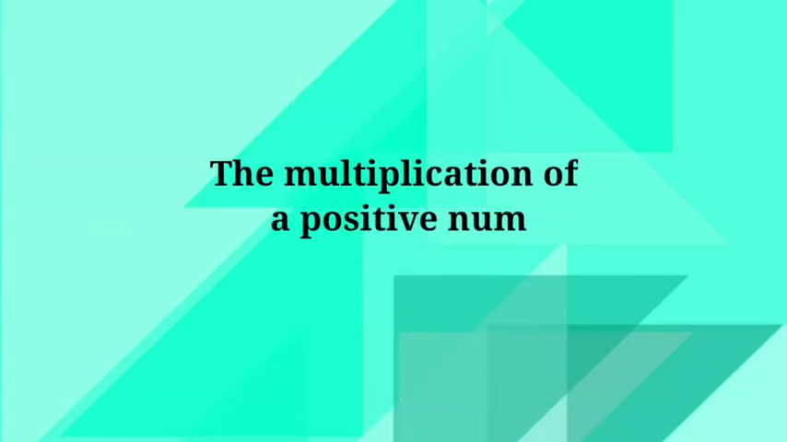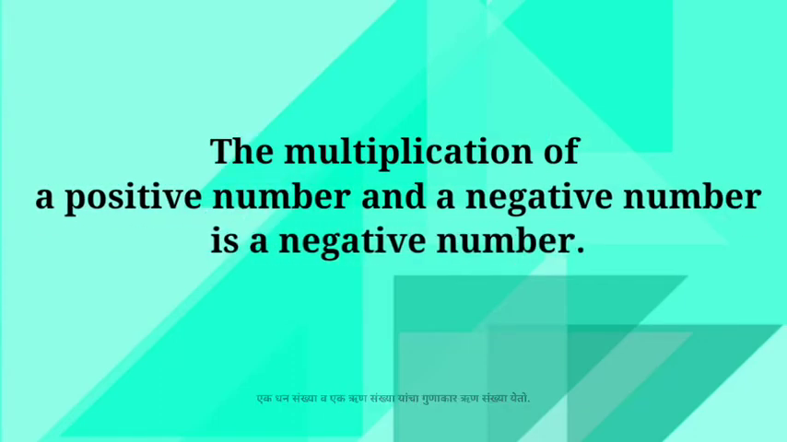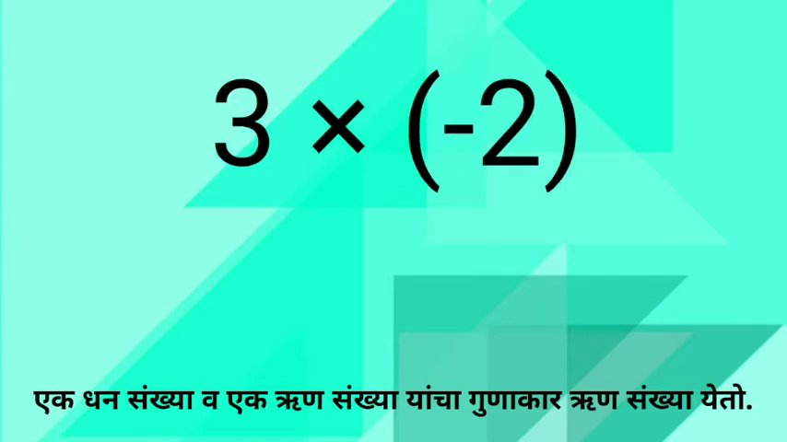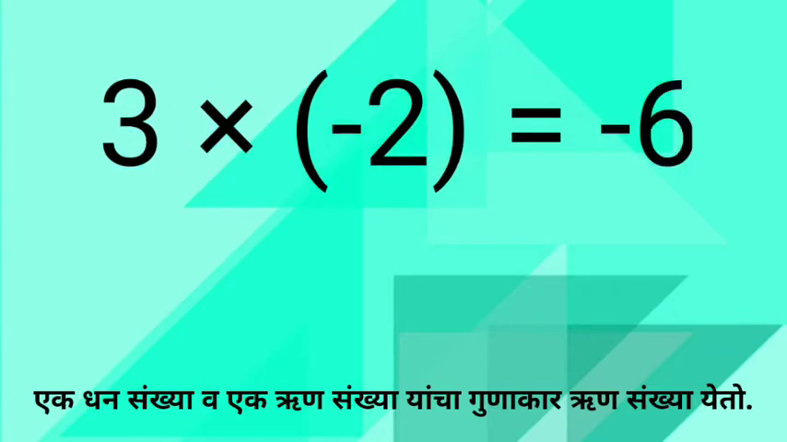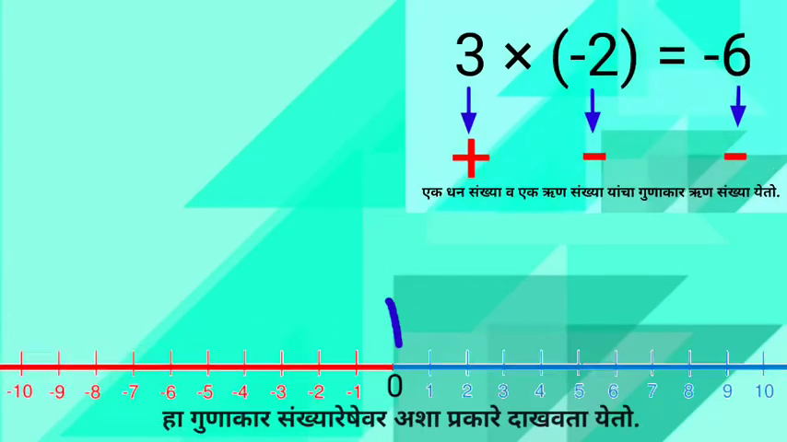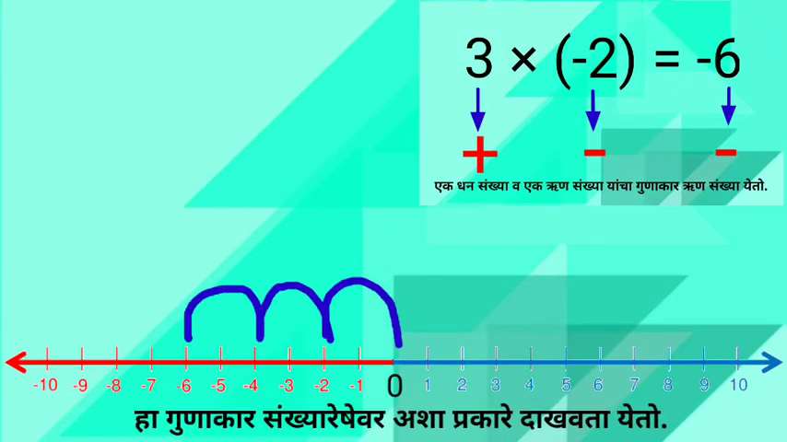Now the next thing. We also know that the multiplication of a positive number and a negative number is a negative number. For example, 3 multiplied by minus 2 is equal to minus 6. That is, 3 times minus 2 is minus 6. Here 3 is a positive number, but minus 2 is a negative number. So their multiplication minus 6 is a negative number. And we can show this multiplication on the number line in this way.